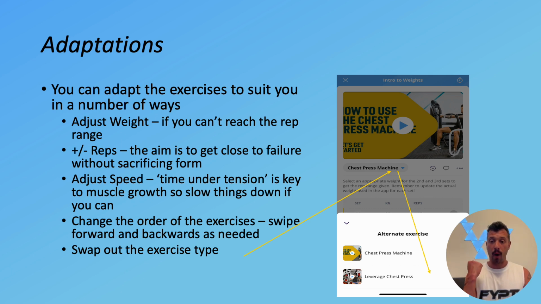Speed, think about how slow you are doing a movement. Generally, I would suggest count on the way up or down for 2, pause in the middle for 1, count 2 on the way back. If someone is using a machine or a free weight that you need, you can always skip forward to the next exercise, and then when you're ready you can skip back. So just swipe in the app, forward and backwards.